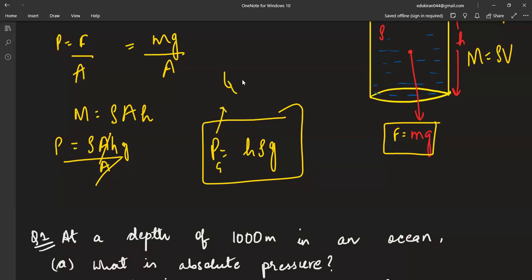This we'll be doing separately also. This pressure is known as the gauge pressure. Pressure exerted by liquid column, or you can simply say gauge pressure.